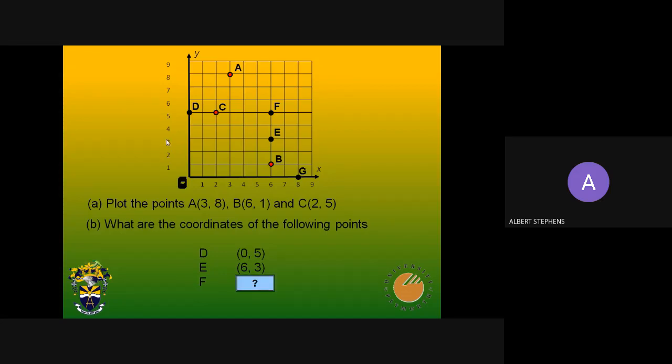What about point F? (6, 5). Right. And the last one, G, is (8, 0). Very good. Well done. So this is just the beginning, the introductory stage to relations, functions, and graphs. You probably would have done these already in grade 7. I don't know if you do that in PEP, but you know, basic stuff.